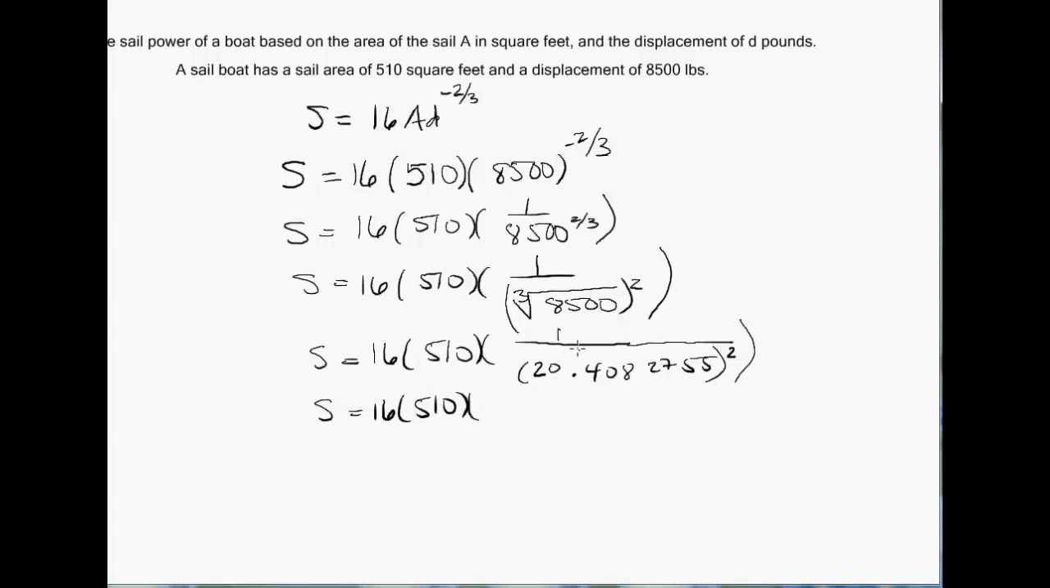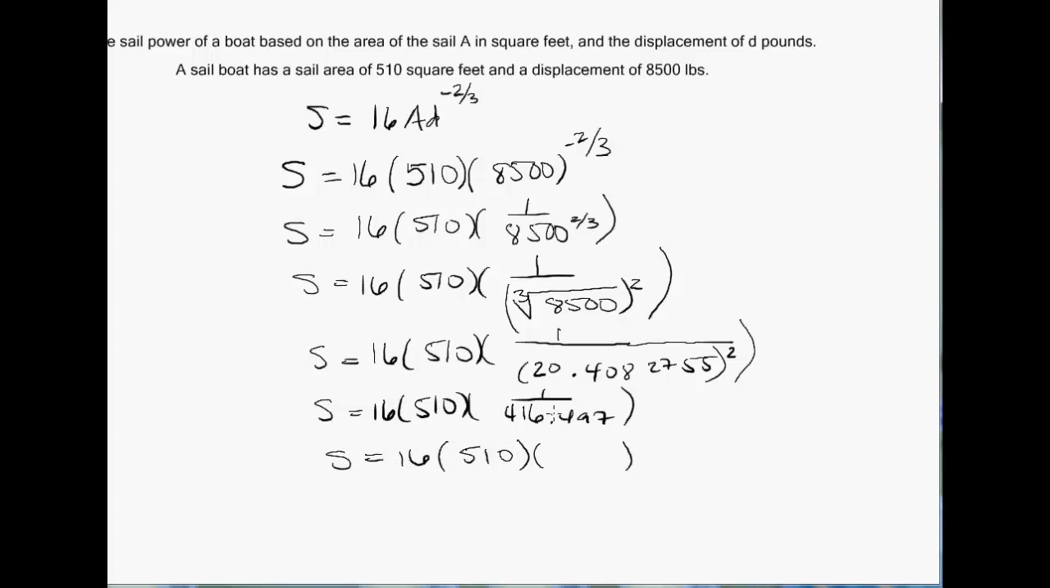Alright, so let's just go ahead and take care of our exponent down here. 20.4082755 to the 2nd power, and we're still dealing with our fraction, this is the denominator, is 416, and I'll just go out 3 decimals for this particular portion. Alright, so now we're done with our exponents. So now, according to the order of operations, we're just going to multiply from left to right, whatever occurs first. It's multiplication or division from left to right, but we only have multiplication here. So let's just go ahead and multiply from left to right.